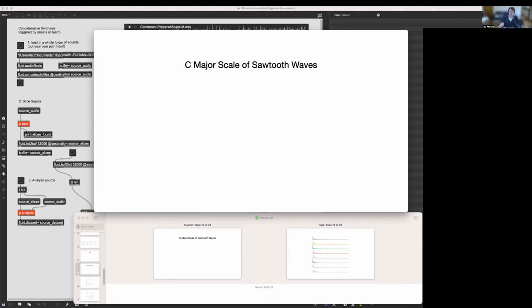So just sawtooth waves, C major scale, and I perform non-negative matrix factorization on this buffer. I'm not seeding anything yet. I'm just doing a normal buff NMF. Here's my buffer. And of course, I told it 8. I'm looking for 8 things in this buffer.